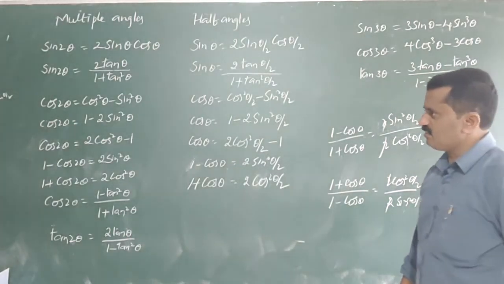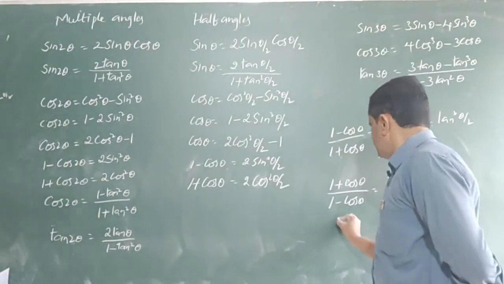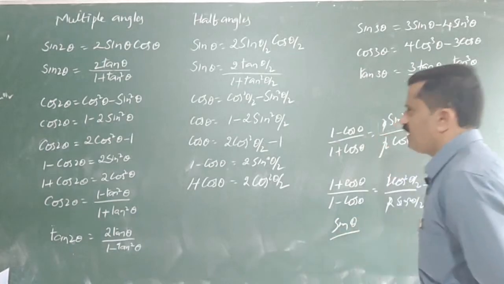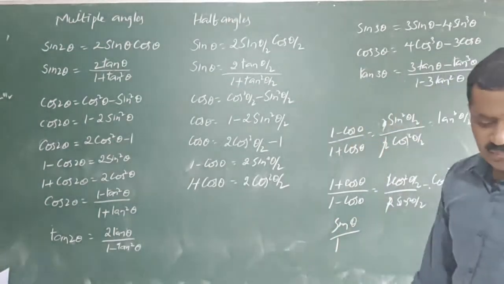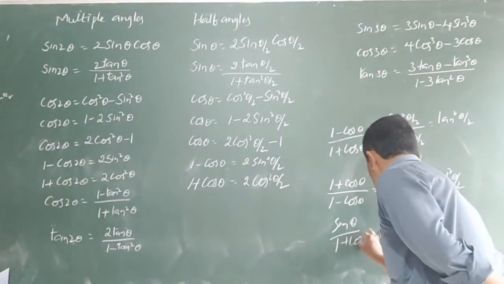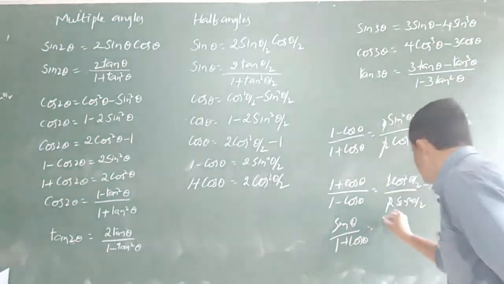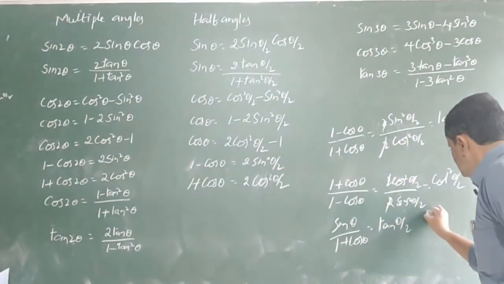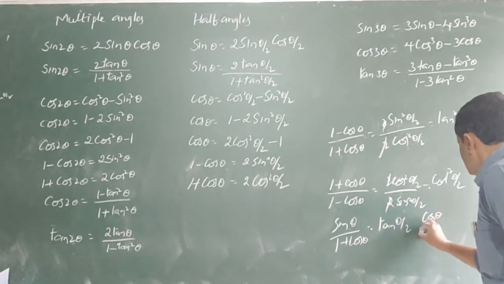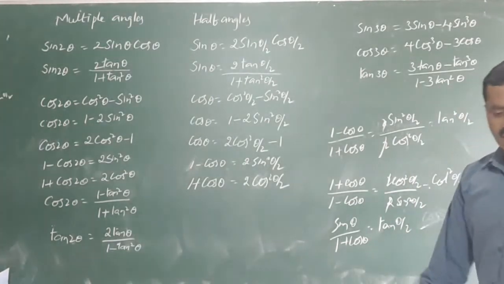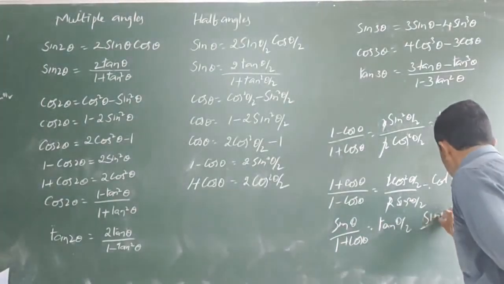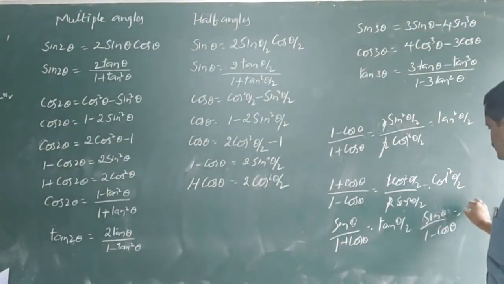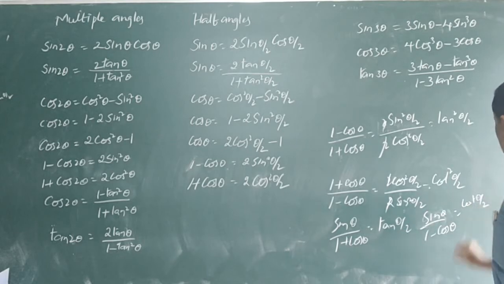Okay, again, another formula we have: sin theta divided by 1 plus cos theta is equal to tan theta by 2. Similarly, sin theta divided by 1 minus cos theta is equal to cot theta by 2.